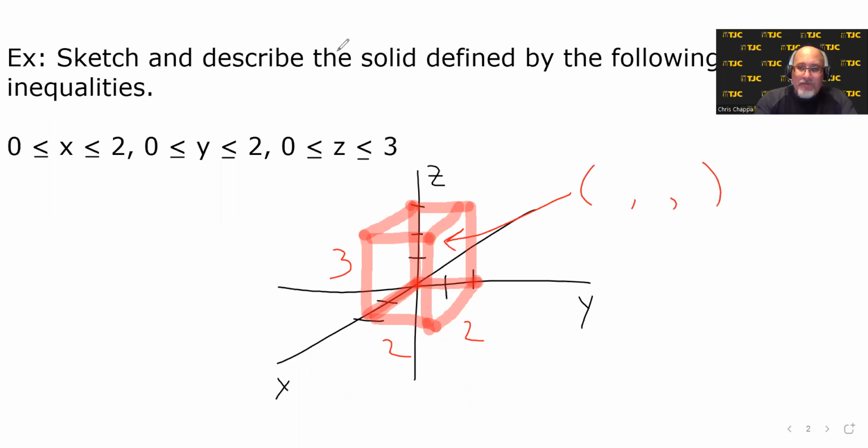Well, to get there, I would have to go 2 in the x direction, 2 in the y direction, and 3 in the z direction. In fact, I could come up with the coordinates of all of these if I had to. What's this one? Well, its x is 0, but its y and its z are 2 and 3. And I could do the same thing with all of them. So it's a box. Cool, piece of cake.